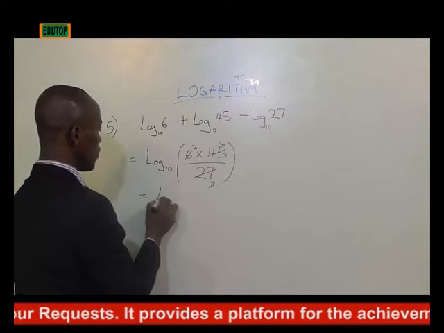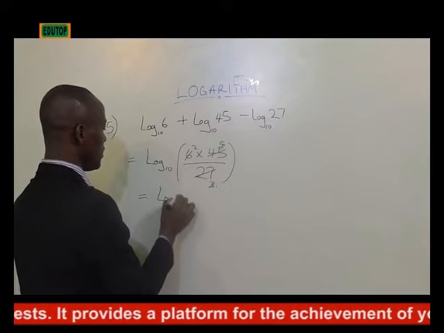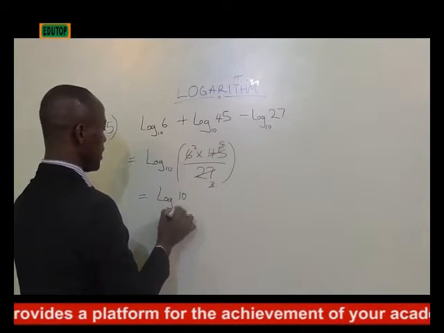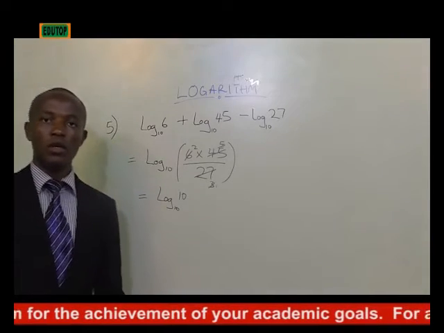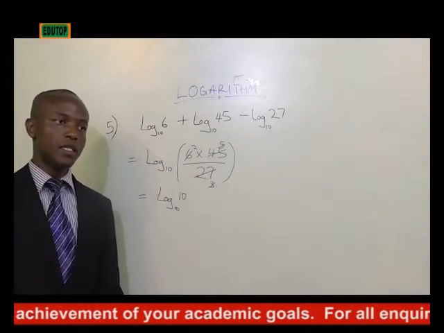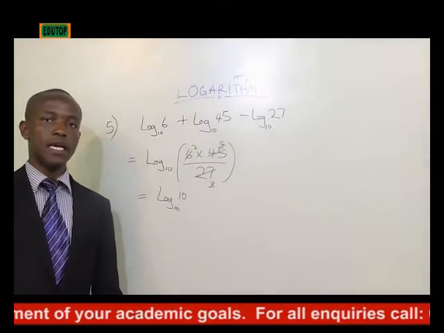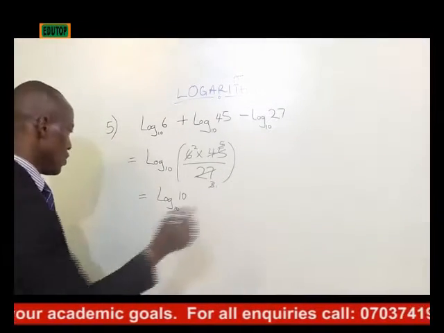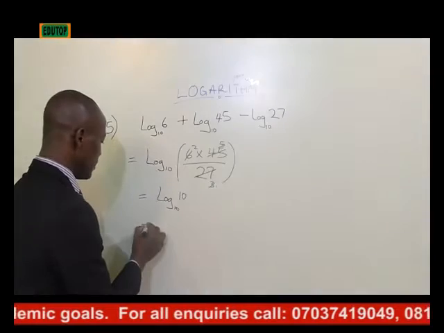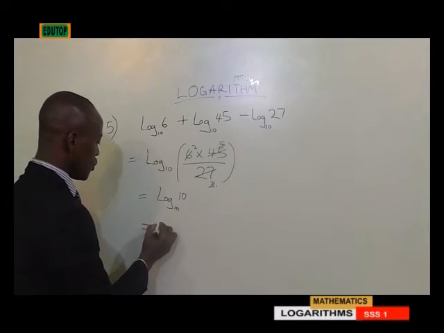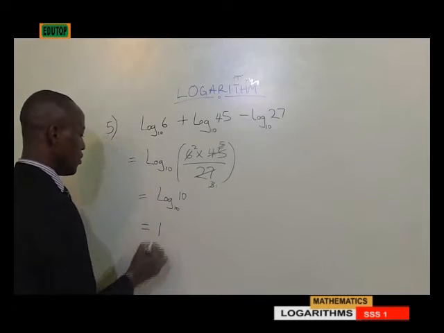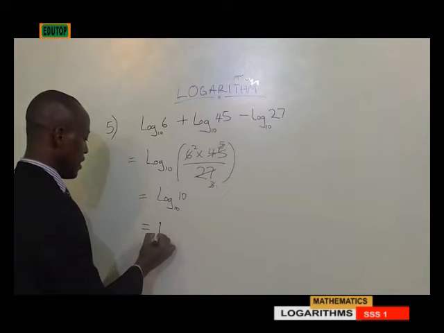So our answer is equal to log 10 base 10. And from our log rule number 5, it says log 10 base 10 is equal to 1. So we can easily say that this log 10 base 10 is equal to 1, which forms our final answer.